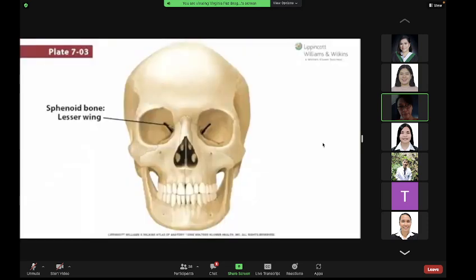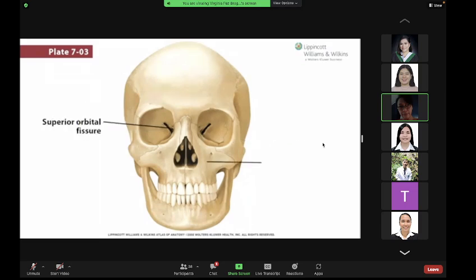The lesser wing of the sphenoid bone contributes to the posterior part of the roof of the orbit. The hole in the lesser wing of the sphenoid at the apex of the orbit is the optic canal, through which passes the optic nerve and the ophthalmic artery. The frontal bone, the greater wing of the sphenoid bone, and the zygomatic bone each contribute to the lateral wall of the orbit. The frontal process of the zygomatic bone forms most of the lateral part of the orbital margin.